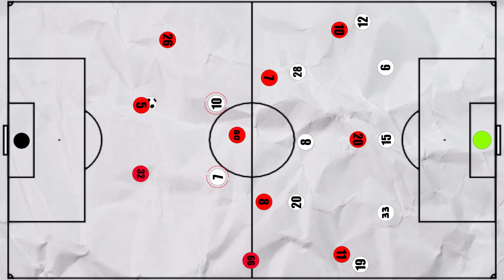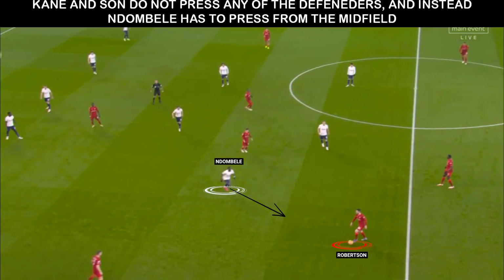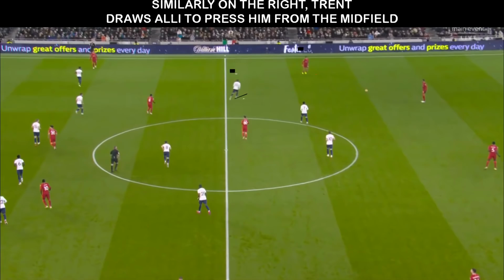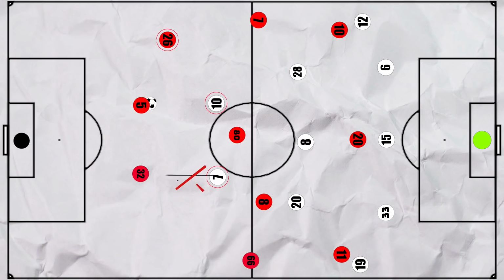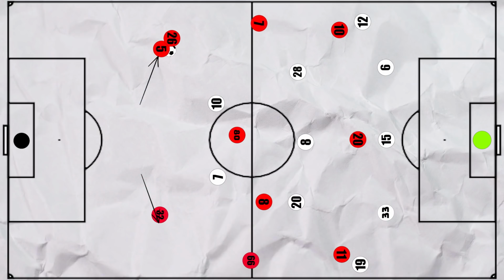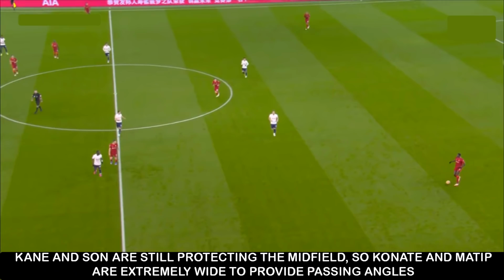However, Kane and Son generally did not press, and it was instead generally the role of Ndombele and Ali to shift in and out of the midfield to protect the wide regions. But at times, Liverpool realised having a third man deep could be a waste, with Son and Kane not pressing regardless. So instead, Matip and Konate could operate extremely wide in the build-up, giving the fullbacks the scope to advance higher.